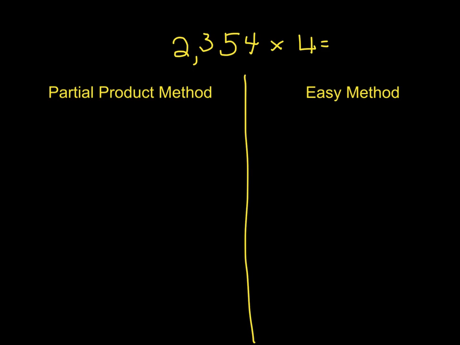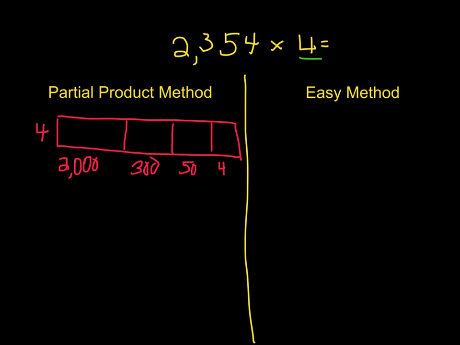So the first problem we're going to look at is 2,354 times 4. And I'm going to review the partial product method with you, also called the area model. We're going to separate 2,354 into its place value parts by writing it in expanded form. And then we're going to multiply each of those parts by the factor 4.